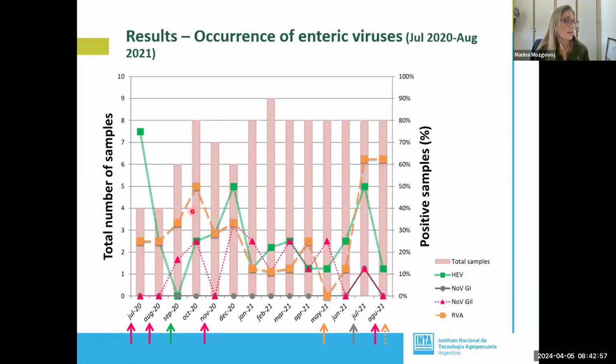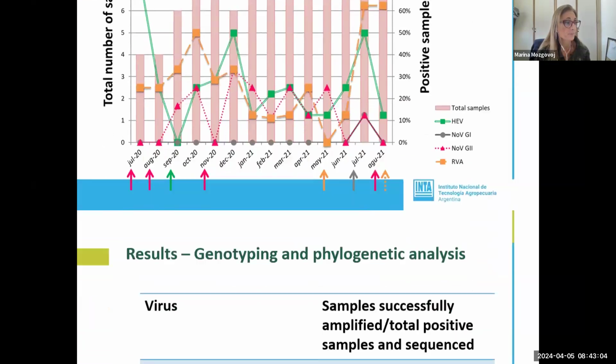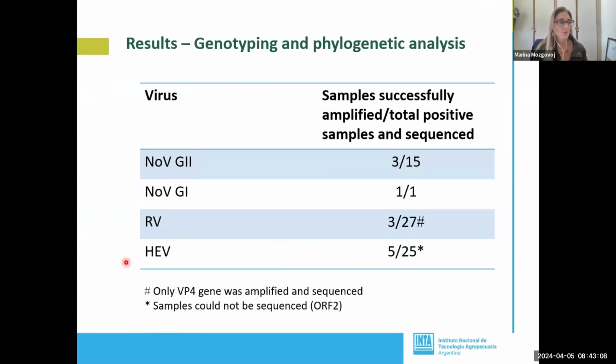So, as you can see, we have high rates of detection of enteric viruses during the whole analyzed period. We tried to sequence all the detected samples, but regrettably, that was not what happened. Here in this table, I want to show you that for norovirus genogroup 2, only 3 out of 15 positive samples were amplified and sequenced. And regarding norovirus genogroup 1, the only positive sample could be amplified and analyzed. And regarding rotavirus, only 3 out of 27 positive samples could be amplified.